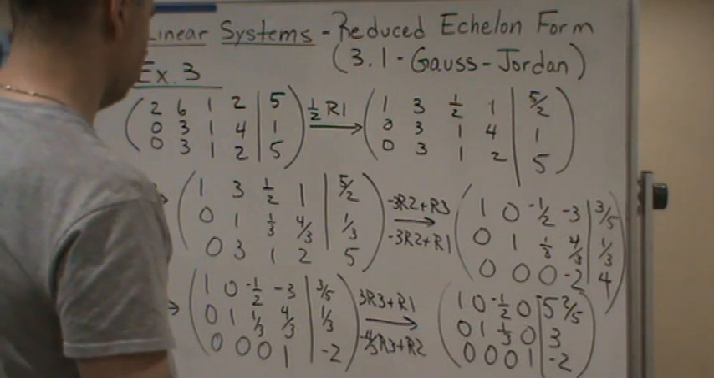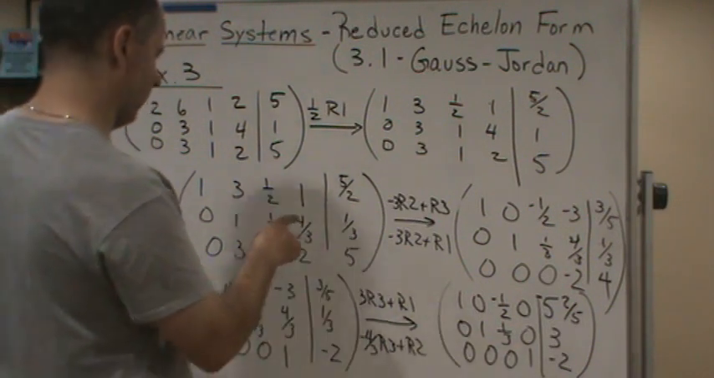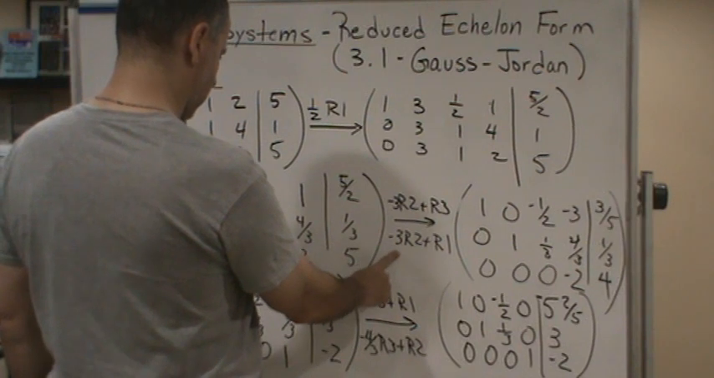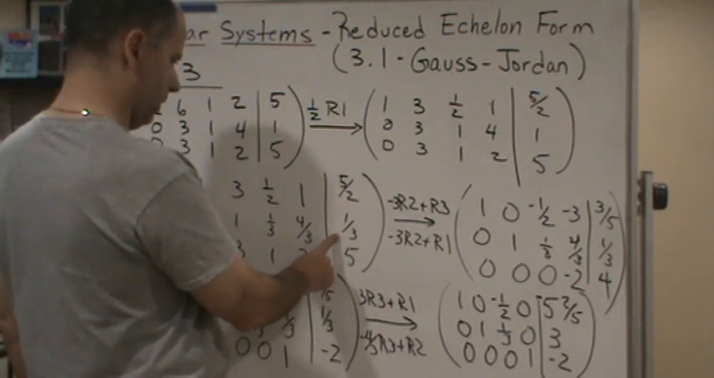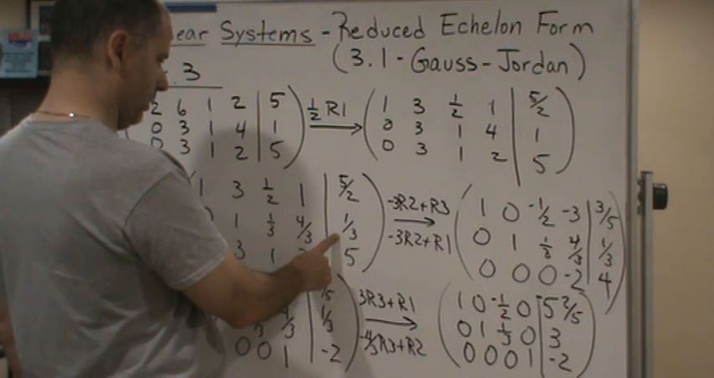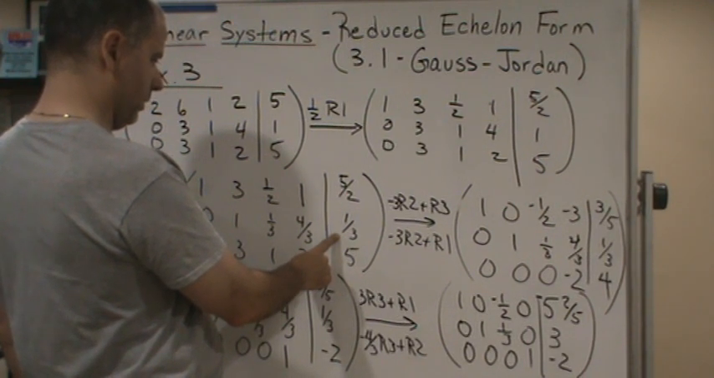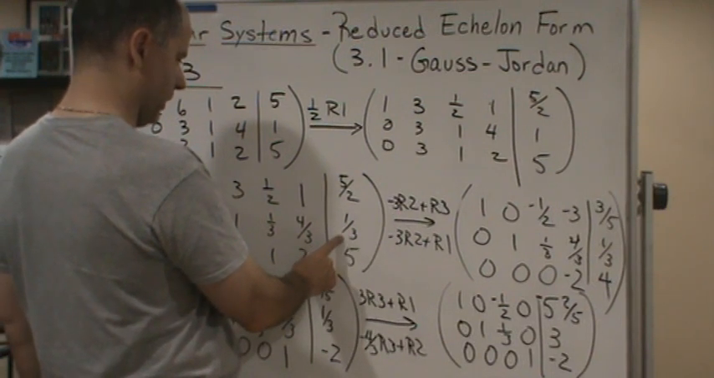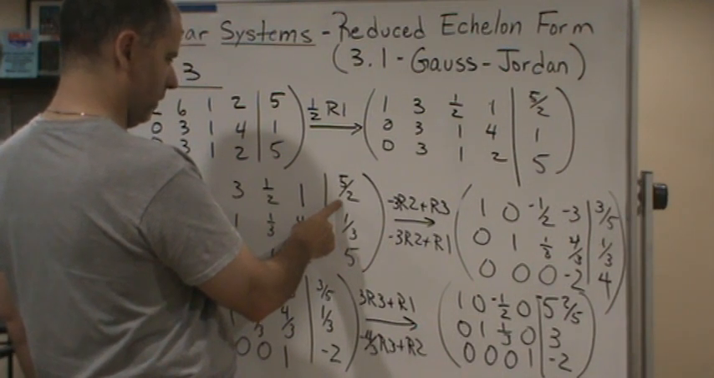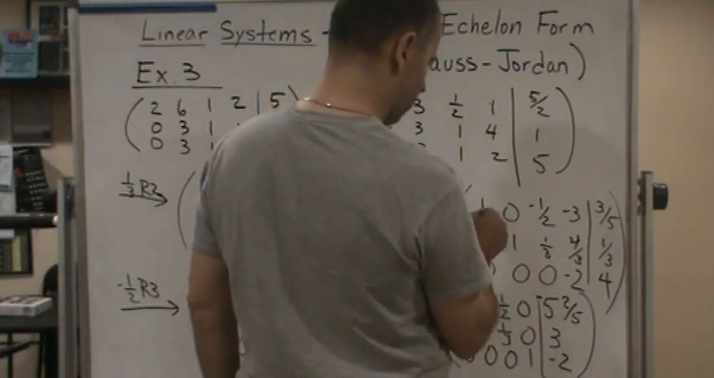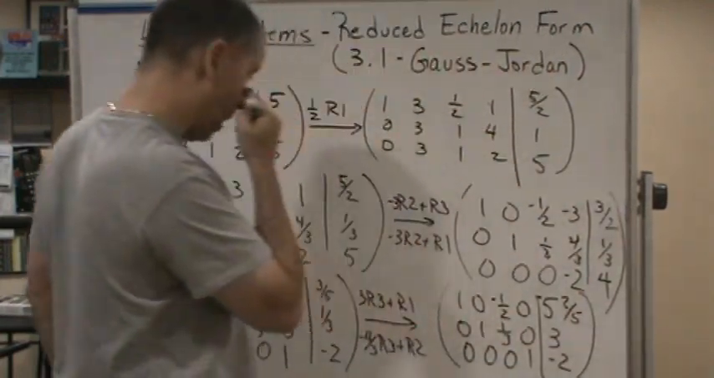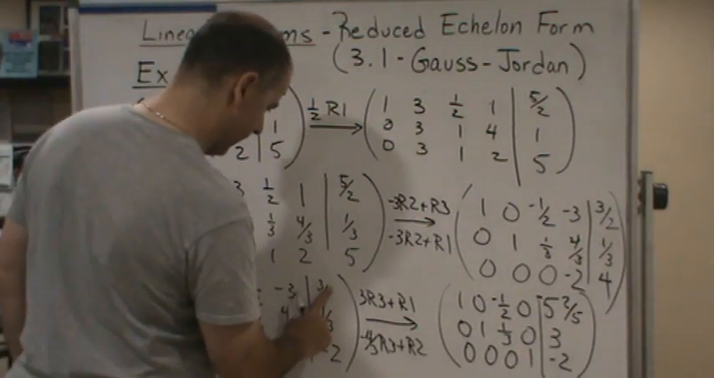Something I messed up. Oh, hold on a second. I think I messed up here. 3 times row 2 is 1. Negative 3 times row 2 is negative 1. 5 halves is 2 1/2, so that's 1 1/2. Oh, that's where I made a mistake. This should be 3 halves, not 3/5. I knew something wasn't right.